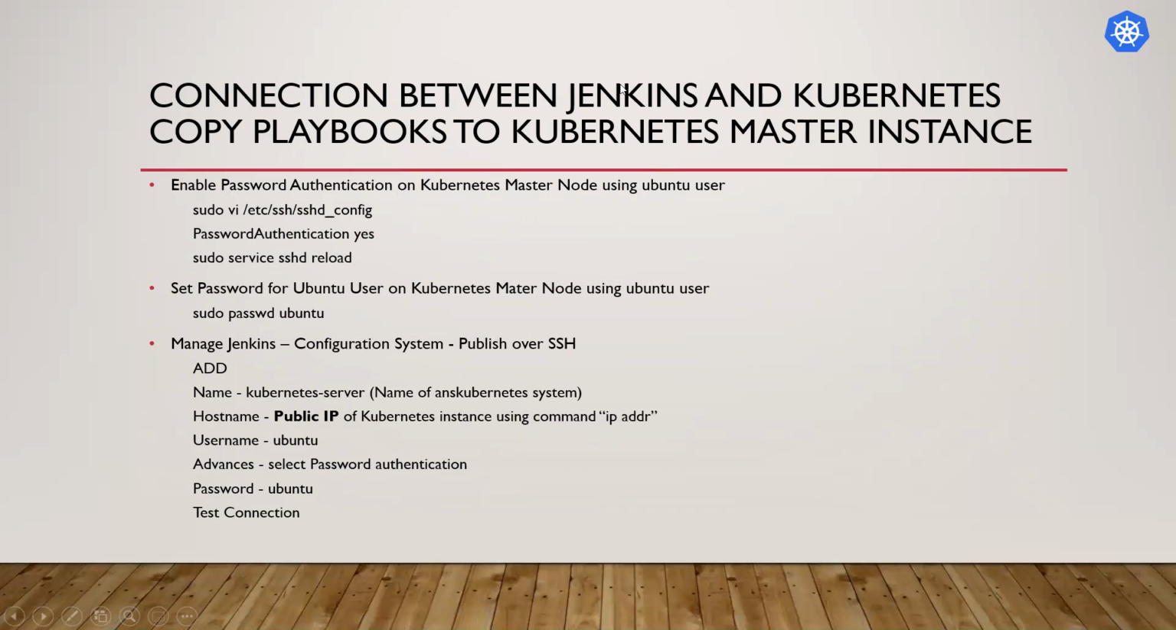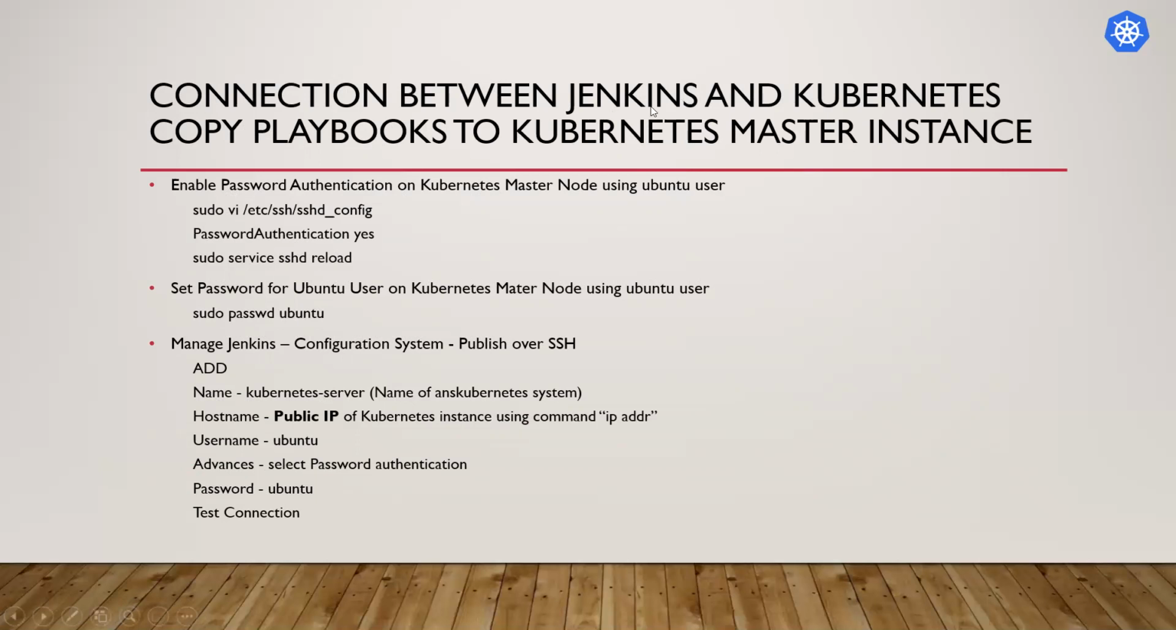Actually, there are multiple ways we can do this. We need to put our playbook files on the Kubernetes master instance, right? We can do it manually, going and creating the files on the Kubernetes master instance, or, the second way, we can copy directly from GitHub to the Kubernetes master instance. For that, we need a connection between Jenkins and Kubernetes. That is required. So either way is there.